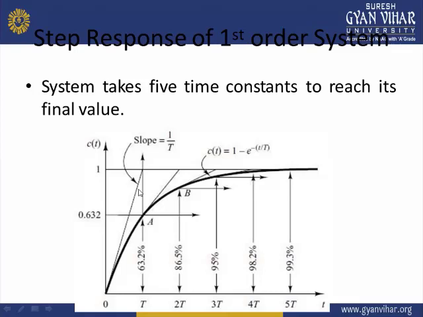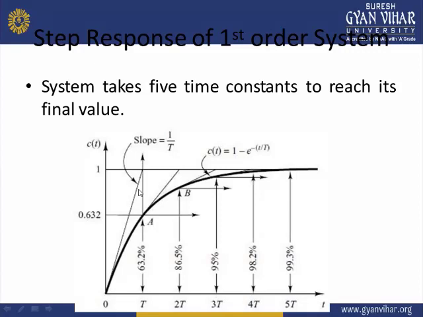So I've told you in the starting itself that for a better time constant, we always prefer to take 5T, because at 5T we are getting the response at 99.3%, and the remaining 0.7% is the error. So in this case, the error is very less.